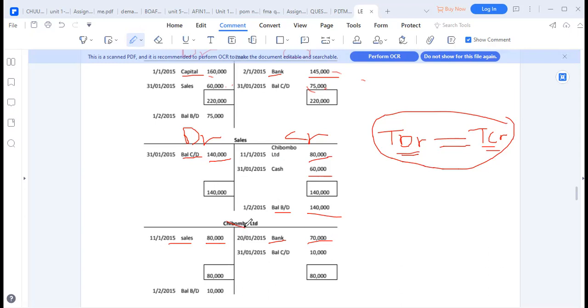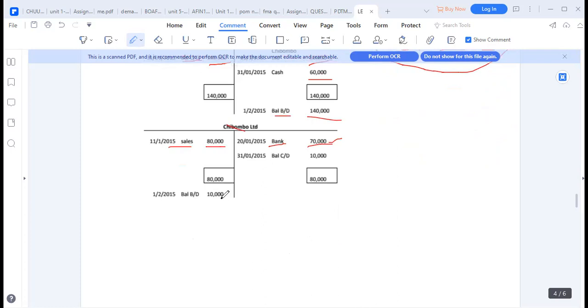They received, we sold to them, so they received 80,000, but these are our customers. We sold to this Chivombo, but they paid us only 70,000 by bank. Bank received the 70,000. So meaning that Chivombo is still having a debit of 10,000 at this time.